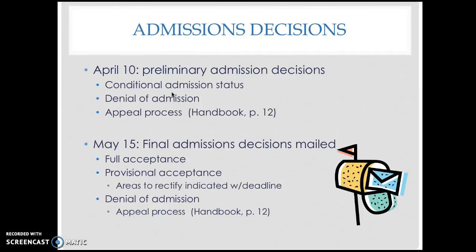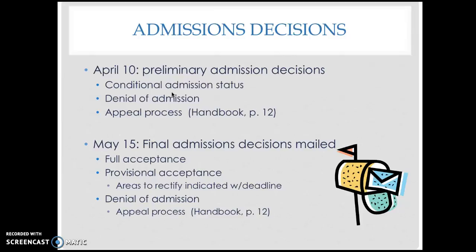You could be fully accepted. You could be provisionally accepted, in that there may be areas that you need to rectify or change within a particular deadline. And then you could be denied at that point as well. Again, a lot of that depends on your grades. All denials may be appealed, and there's an appeal process.